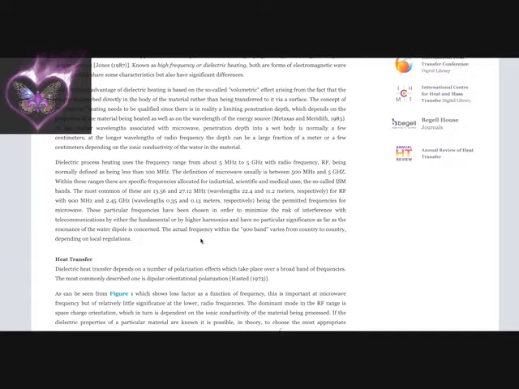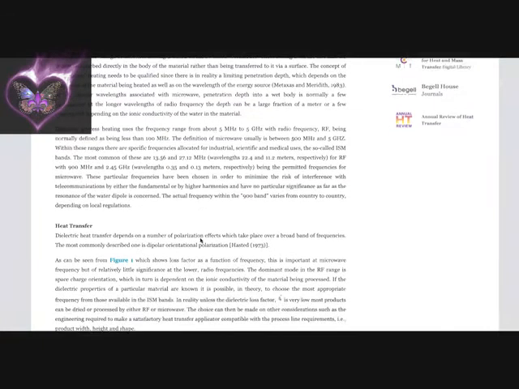The frequency within the 900 band varies from country to country depending on local regulations. Okay, heat transfer. Dielectric heat transfer depends on a number of polarization effects which take place over a broad band of frequencies. The most commonly described one is dipolar orientation polarization. This can be seen from Figure 1, which shows loss factor as a function of frequency. This is important at microwave frequency, but of relatively little significance at the lower radio frequencies.